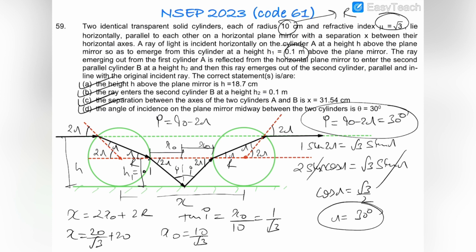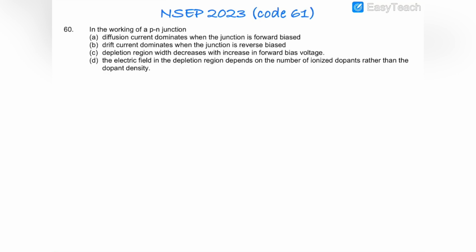Now we move on to the next question. In this question, you can see that there is a diode, and in the working of a PN junction diode, the diffusion current dominates when the junction is in forward bias. This is the correct one. We know that. And drift current dominates when the junction is in reverse biasing.